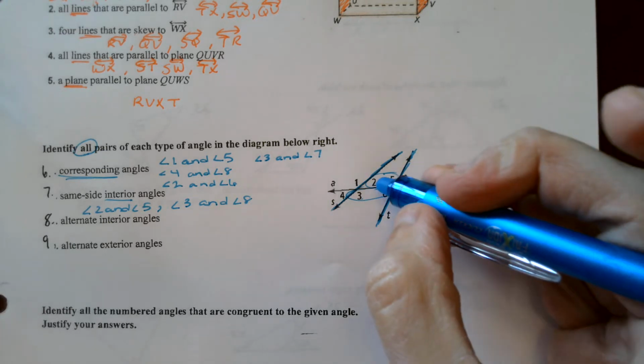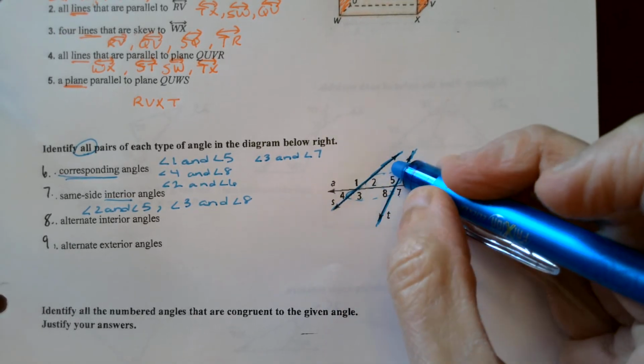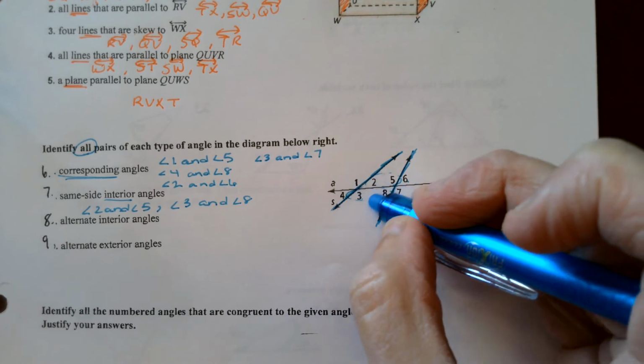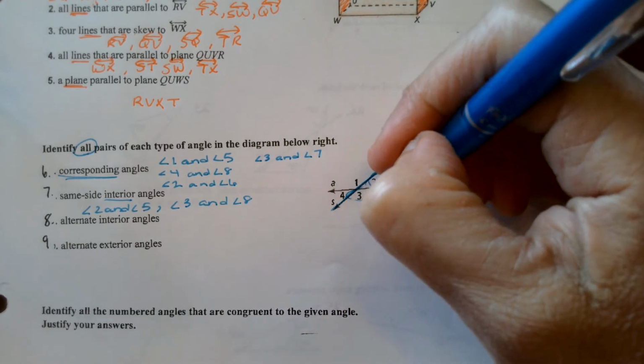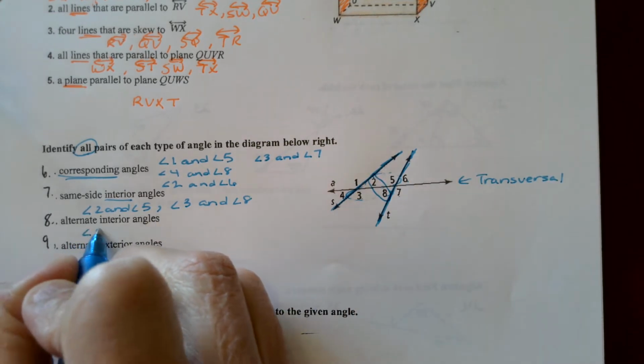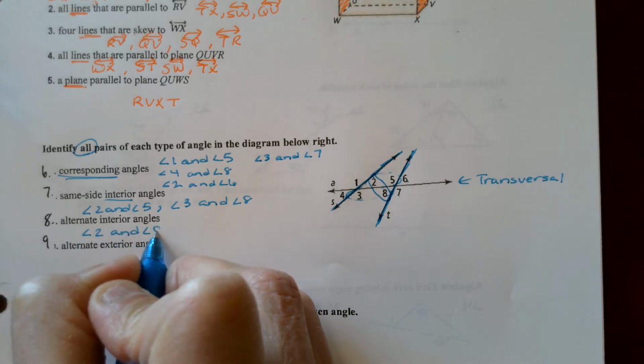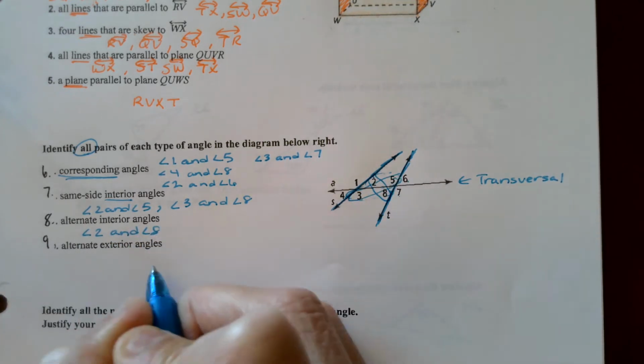Alternate interior, so we're still in the interior, but alternate means we're crossing that line. So it makes like an X in the middle here. So 2 and 8, and 3 and 5.